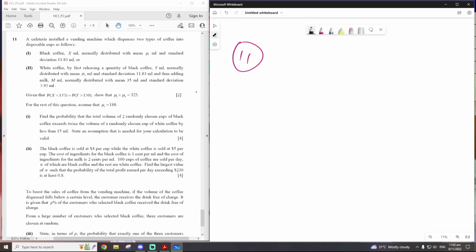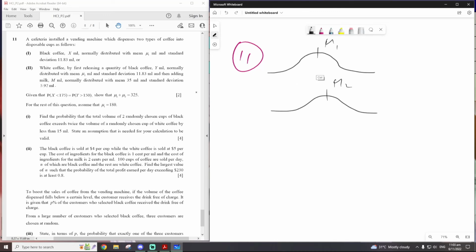Okay, so what we do is we sketch the distribution curves of x and y, sorry. So this is mu1 and this is mu2. The probability that x is less than 175, so we don't know which one is more. Let's first assume that the tail is over here.